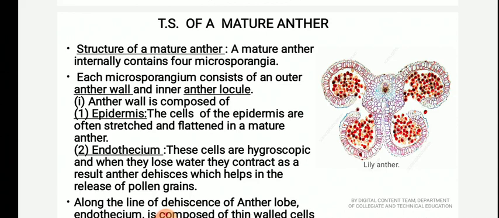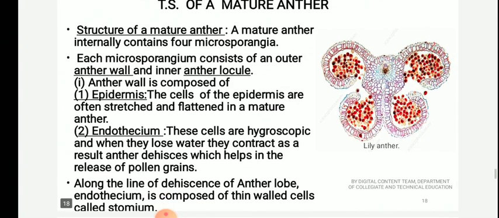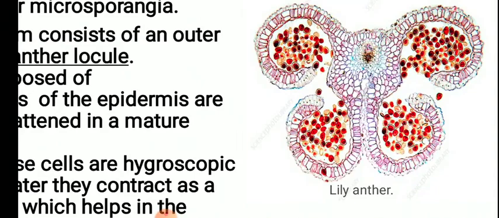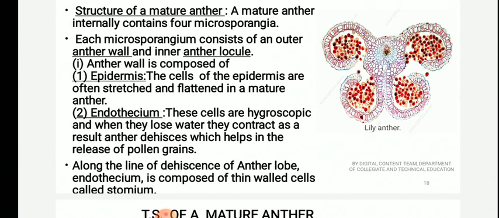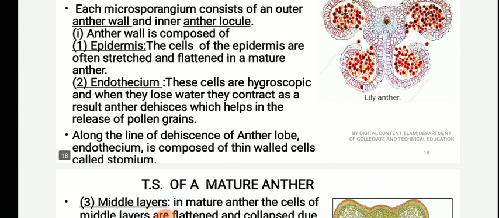So the TS of the mature anther internally contains 4 microsporangia. So we can see the 4 microsporangia inside the anther. Each microsporangium consists of an outer anther wall and an inner anther locule. The anther wall is composed of epidermis, as all of us know that. But here some changes will happen in the epidermal cells when compared to the young anther. The epidermal cells of the mature anther become stretched and flattened. So the epidermis becomes stretched and flattened in the mature anther.